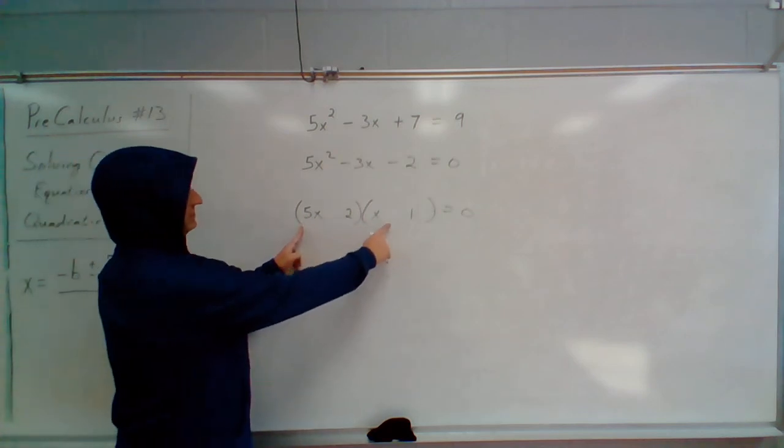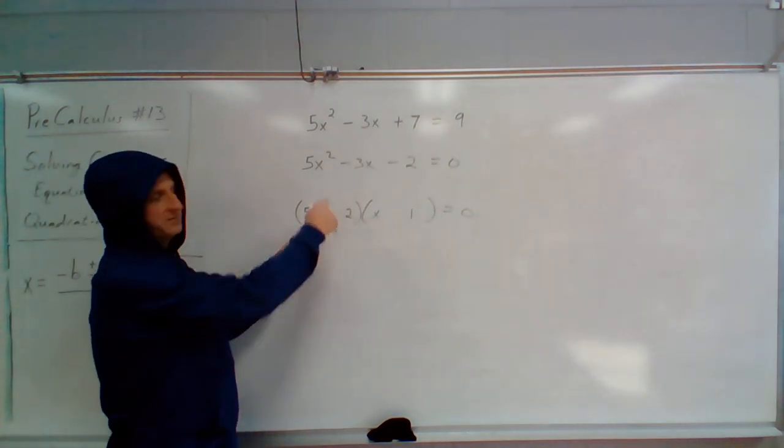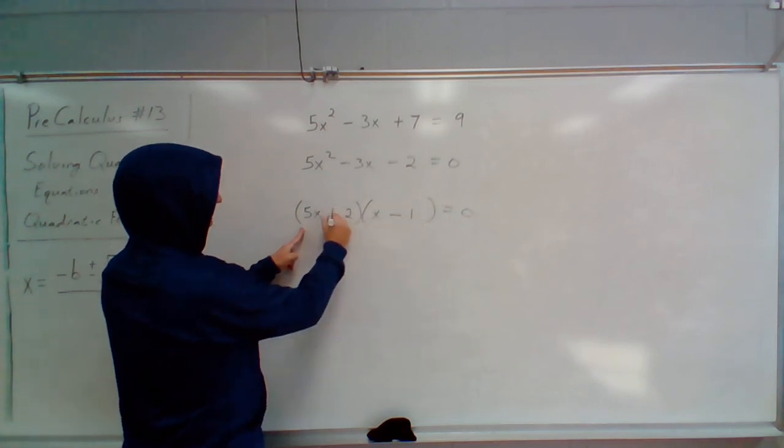So I get 5x squared, 5x and 2x. I can get a -3 out of that if I do it right. Let's put a minus and a plus there.